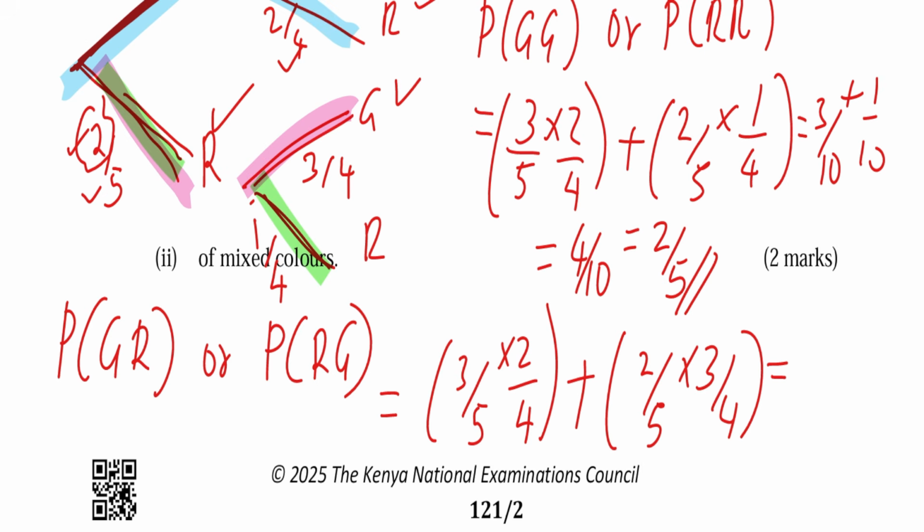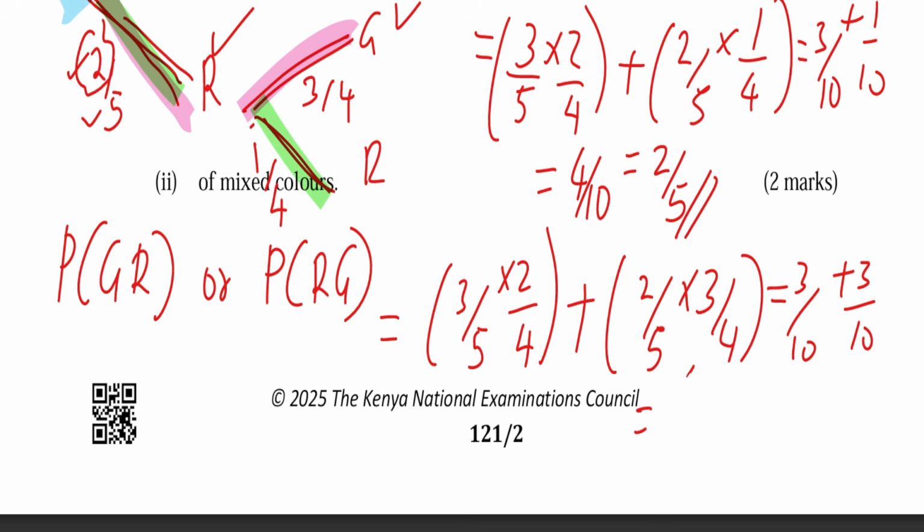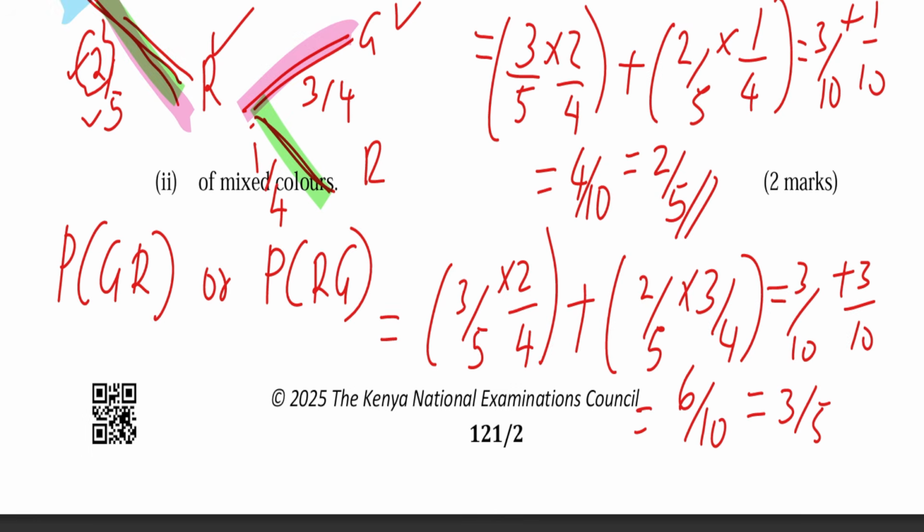So let's see what it will give us. 3/5 times 2/4, which is just a half, will be 3/10 for the first one. And 2/5 times 3/4 is 6/20, 3/10 also, because nothing else changes. So here it will give you 6/10. If you simplify, it gives you 3/5. So basically that is your answer. So with that, let's continue with the next question.